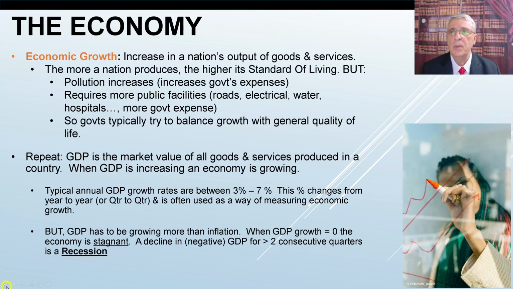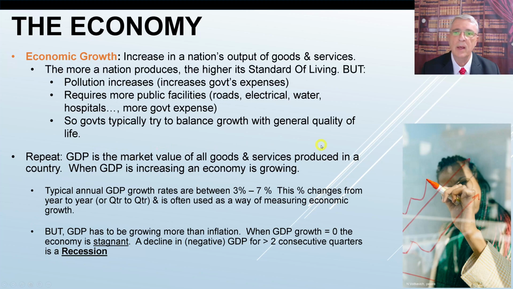So economic growth is an increase in a nation's output of goods and services. The more a nation produces, the higher its standard of living. But pollution increases, so that increases the government's expenses. It requires more public facilities, so economic growth requires roads, electricity, water, hospitals, all that stuff, hence more government expense. So governments typically try to balance growth with general quality of life. You cannot go out and do all of these things at once, or you will trigger a huge inflationary period.